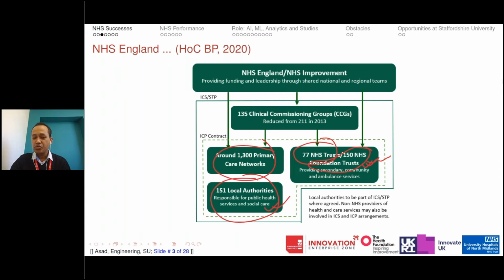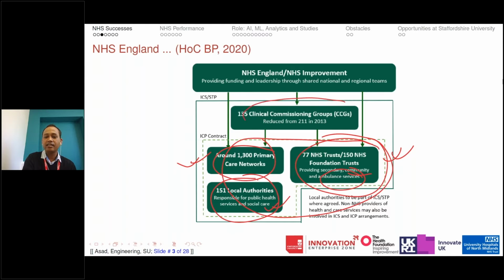Okay, so these trusts provide mainly the secondary care, well, the hospital care, community care, and ambulance services. So this is one of the biggest parts within NHS, and GP, of course. Right, now these are sort of hierarchically involved within clinical commission group who funds for these small sub-organizations, right? So this is how the NHS England is structured. I'm sure many of you are familiar with this.